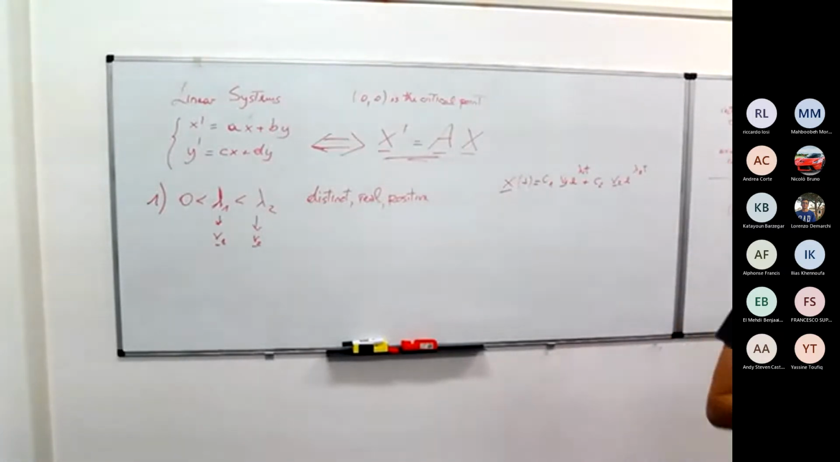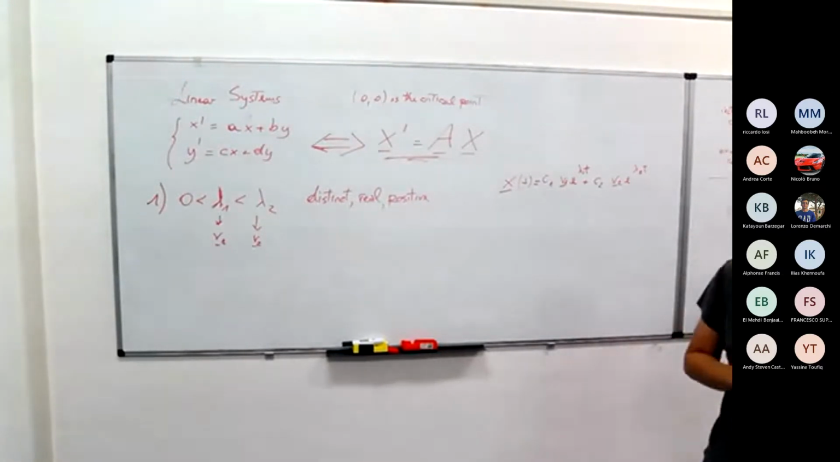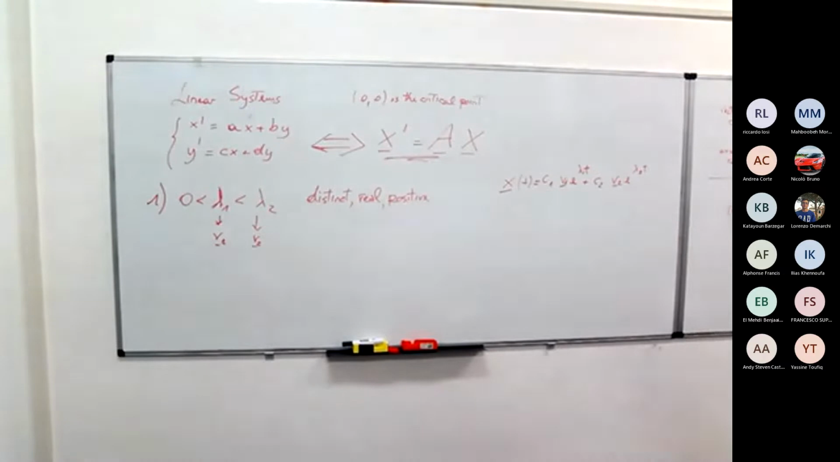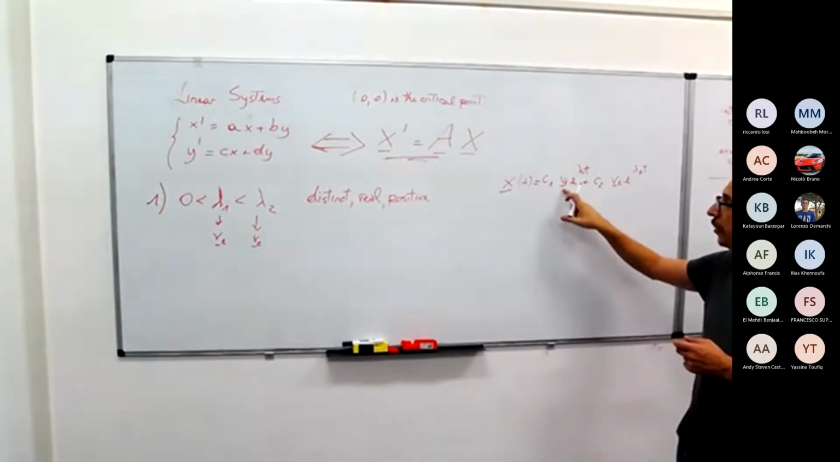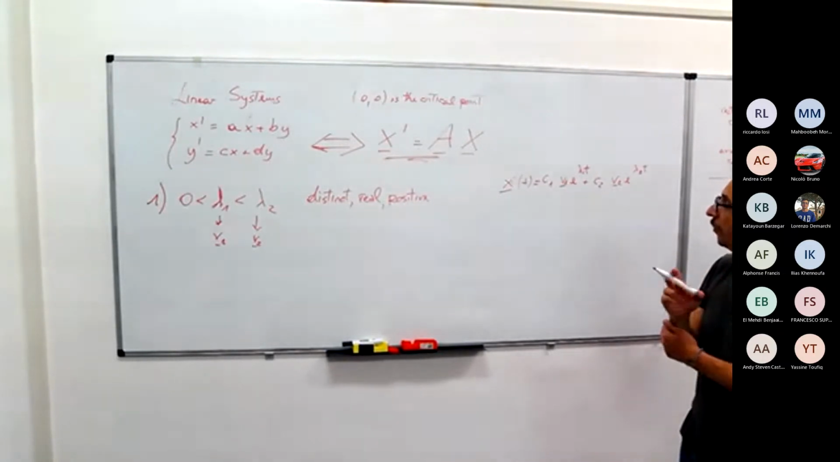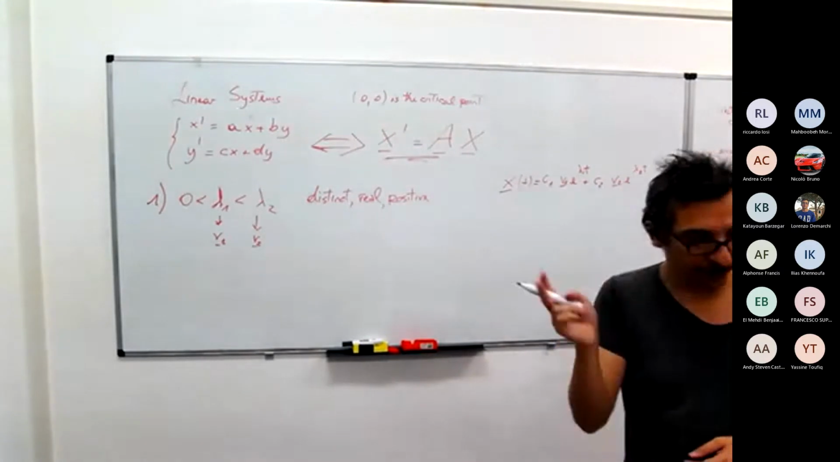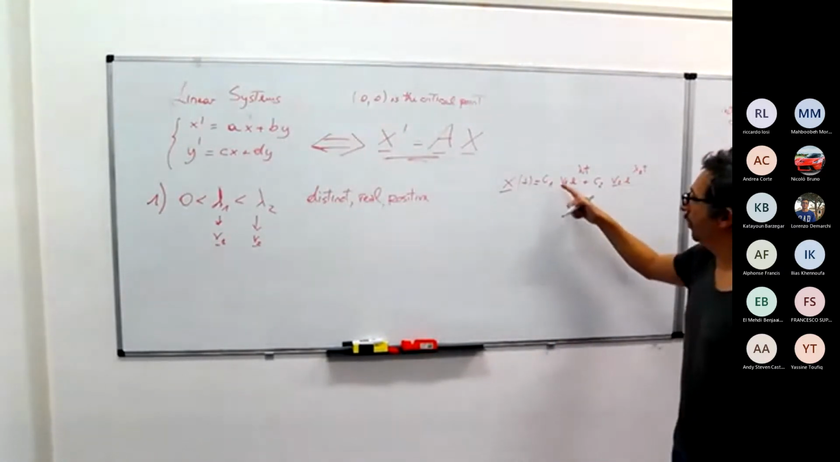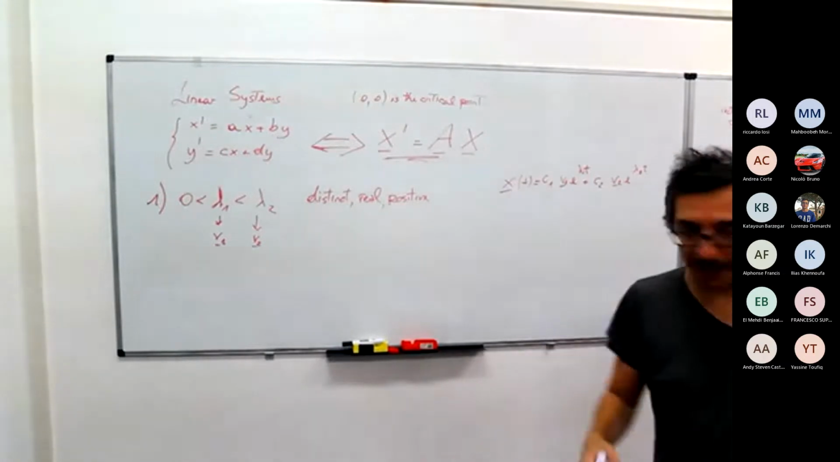But in the phase plane, this object is just a line. It's a line which starts from 0, 0 and follows the direction of vector v1 or minus v1. And you can have plus or minus v1, giving a line which goes up or down.